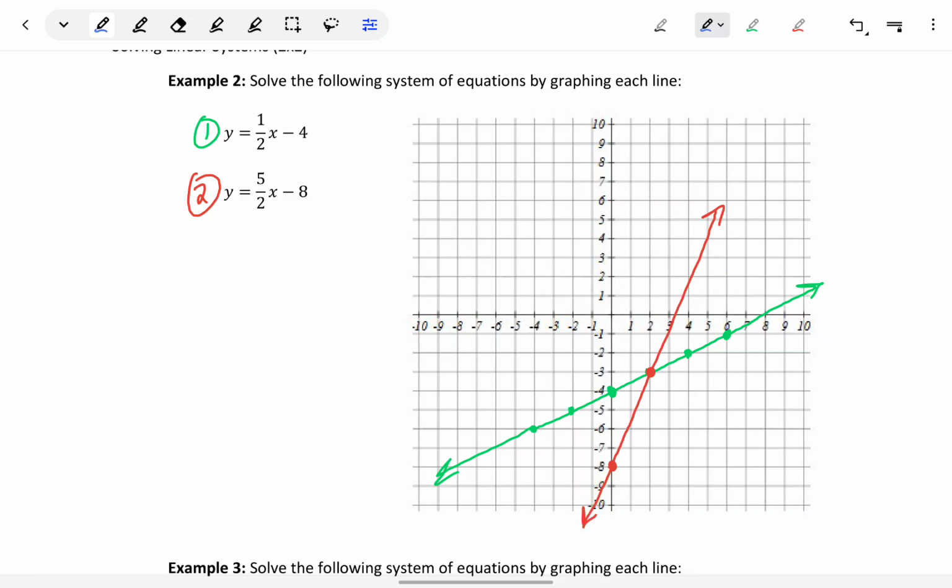Then we just need to identify the x and y coordinates of that point, which in this case would be 2, comma negative 3. So the solution to our system of linear equations in this case would be the coordinate pair 2, comma negative 3, which we could verify like we did in example 1 by plugging those values into each equation.